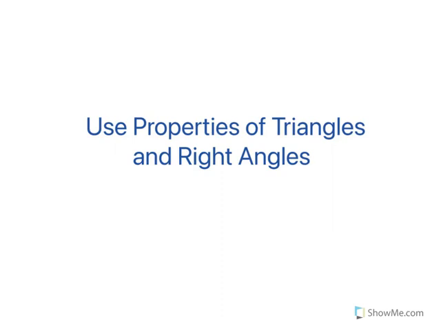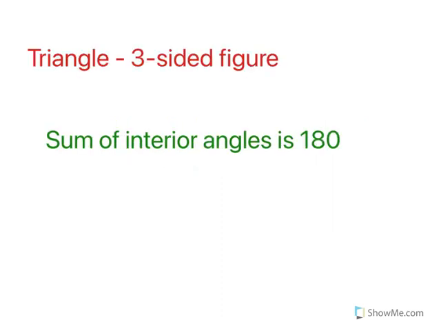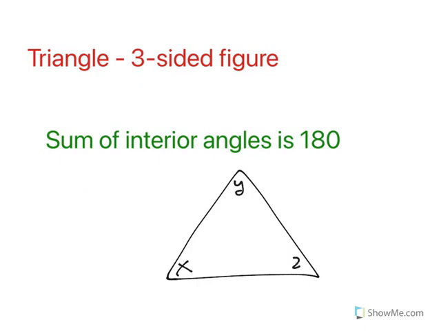Use properties of triangles and right angles. So what do we know? Well, we know a triangle is a three-sided figure, and the sum of the interior angles of a triangle is always 180 degrees. So if I say this is x, this is y, and this is z, then x plus y plus z will always be 180 degrees.